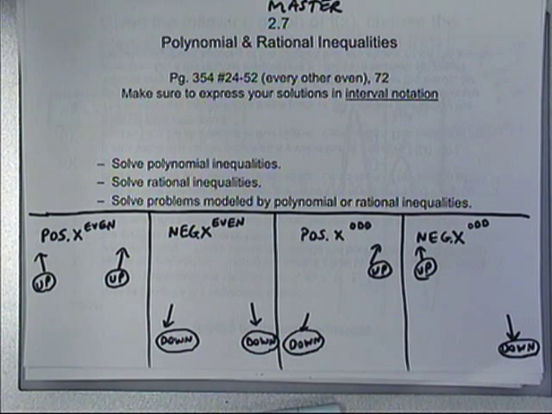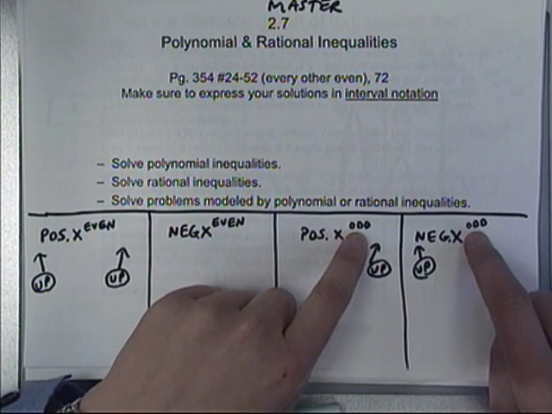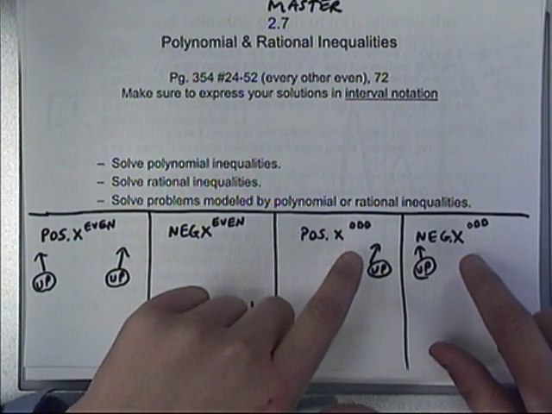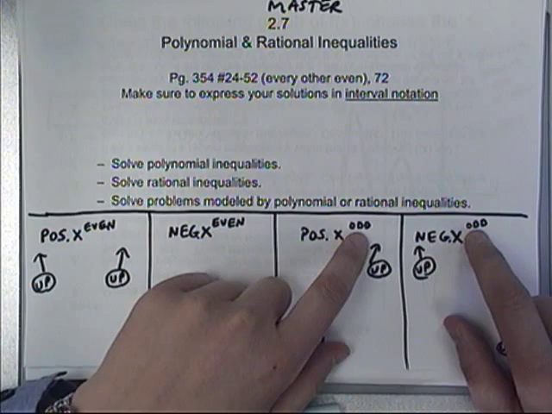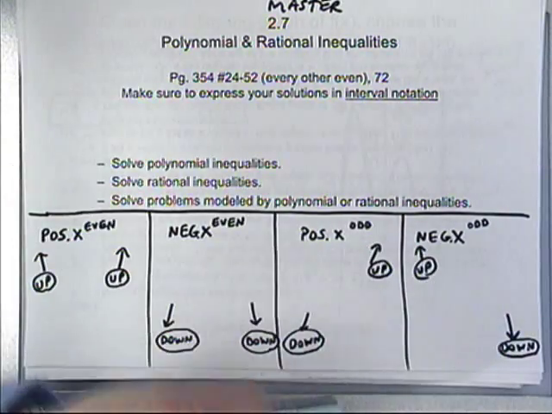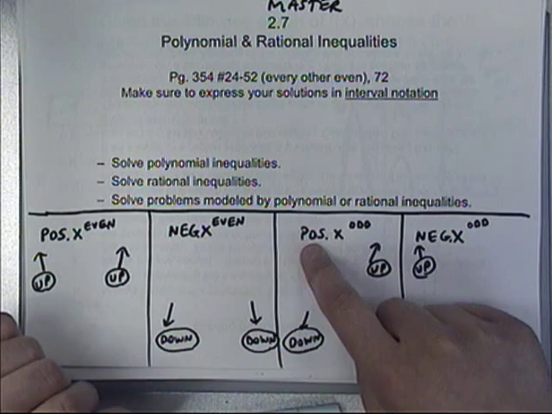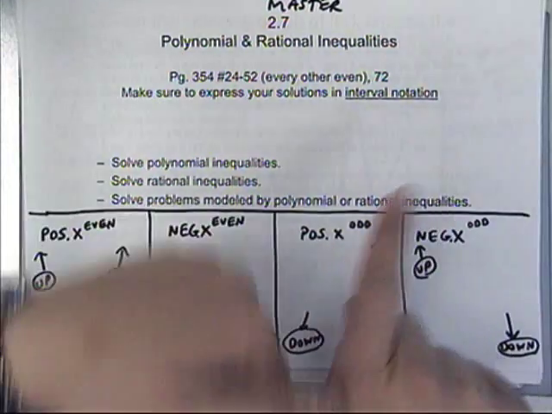Now, let's say that degree is an odd number, like a 1 or a 3 or a 5 and so on. Well, that's different. With odd powered functions, you have endpoints that go in opposite directions, so they're either going like this or like that. So if the coefficient in front is positive, that means they're going like this.